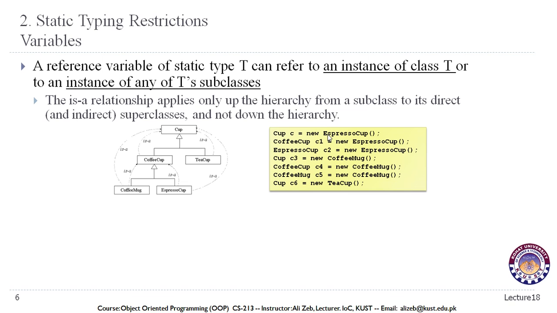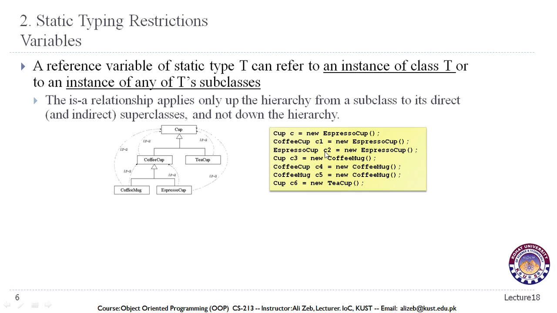Coffee cup C1, for example, coffee cup is the superclass of the espresso cup, so that is totally valid. We can use the reference of the superclass, that is coffee cup in this case, to declare an object of the subclass, that is the espresso cup in this case. Espresso cup C2 here can only refer to its own object.